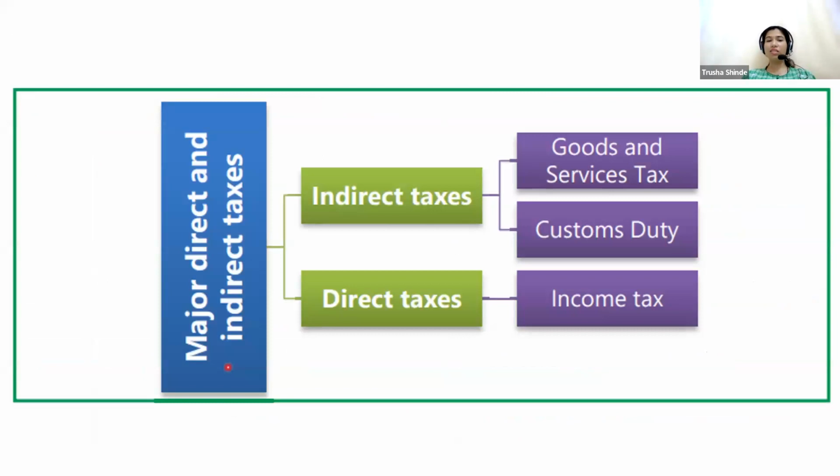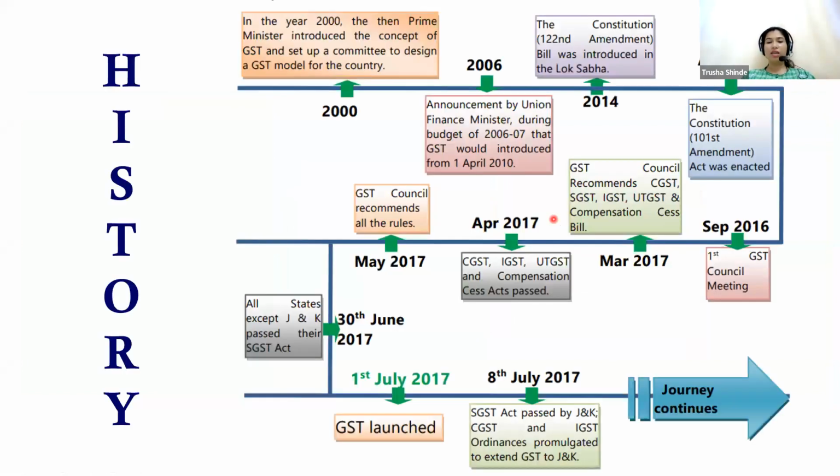So here you can see exactly what types of taxes are covered under direct taxes and indirect taxes. Direct taxes cover the income tax, and indirect taxes are the goods and service tax and the customs duty. These two types of taxes we are going to cover in this semester. Now let's take the history of your GST. This is basically a story part, if you could say.